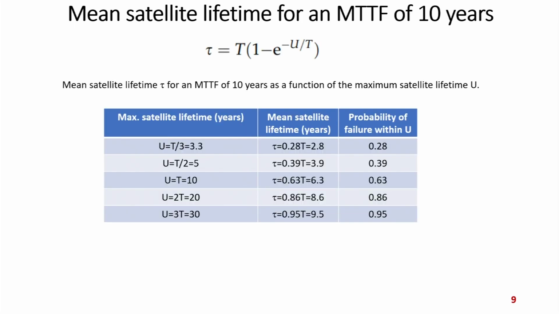So, you can see, these are the things, just a table I have given, you can calculate and verify this table. It gives the maximum lifetime and the mean time to failure. So, mean time to failure has been taken as 10 years, and then if you consider the maximum satellite lifetime as 1/3, half or equal, what is the probability that they fail. So, you have seen from this table that whenever u is increasing, the probability of failure is increasing.